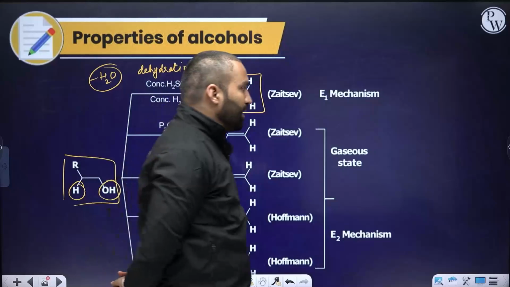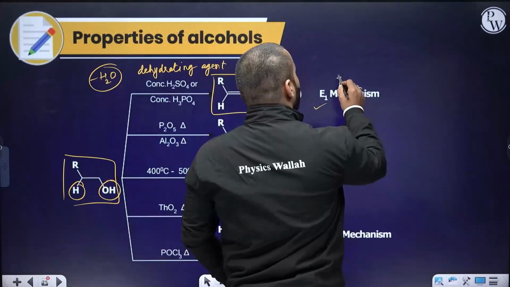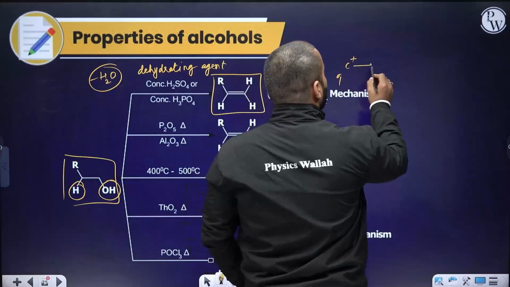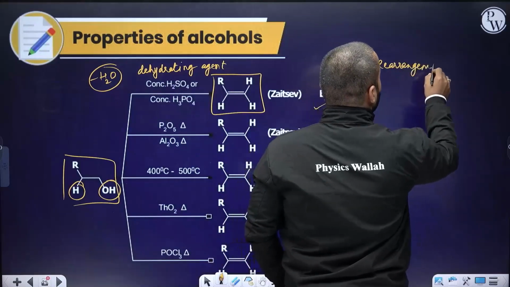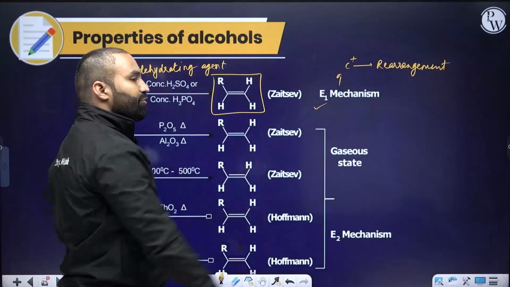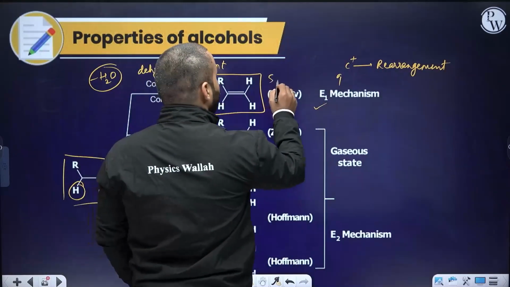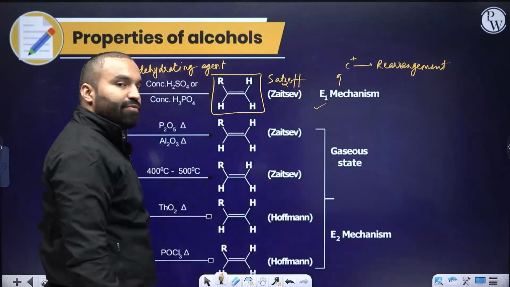So the compound obtained will follow the E1 mechanism. E1 mechanism means via carbocation formation, and that carbocation will undergo rearrangement. Remember, it will undergo rearrangement for sure. Then it will follow the Zaitsev rule, or Saytzeff rule. Same name, same thing. Saytzeff alkene will be formed.